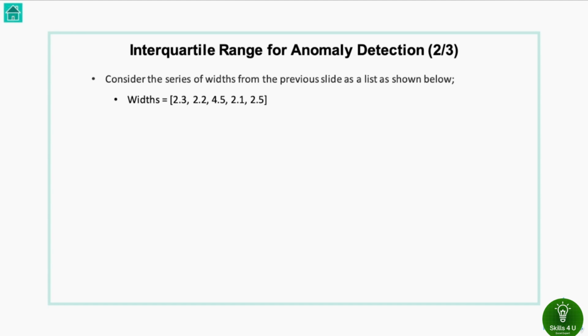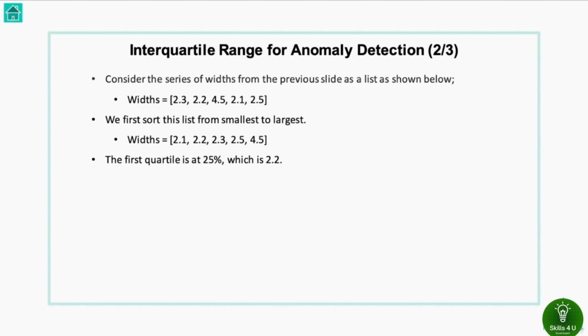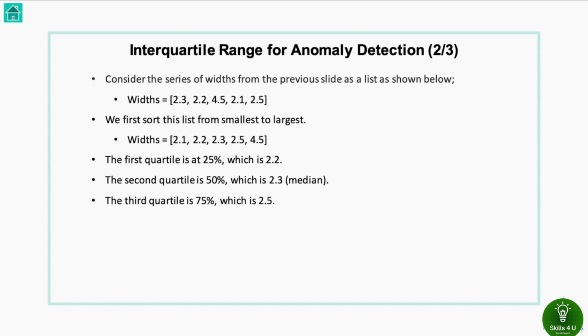Consider the given list of weights. In order to compute the quartiles, we first need to sort the data from smallest to largest value, which is the second list that you see on the screen. Now, first quartile, also known as Q1, is the value at 25% of the data, which is 2.2. The second quartile, also known as Q2, is the value at 50% of the data, which also happens to be the median of the dataset. In this case, Q2 is 2.3. Finally, the third quartile, or Q3, is the value at 75%, which in this case is 2.5.